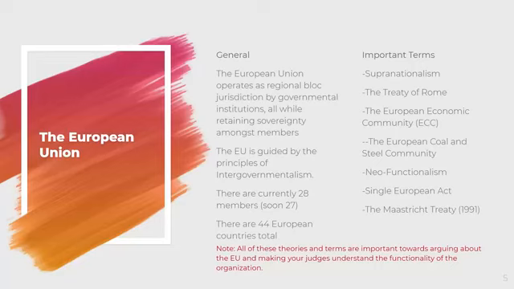But finally, we go to the Maastricht Treaty. This was the official establishment of the European Union and its various pillars and institutions that are still standing today. A note for everyone: all of these theories and terms, although a lot, are important towards arguing about the EU and making our judges understand the functionality of the organization.